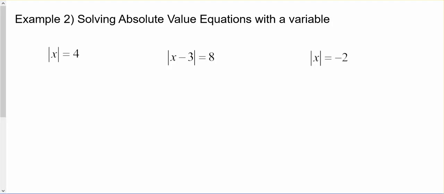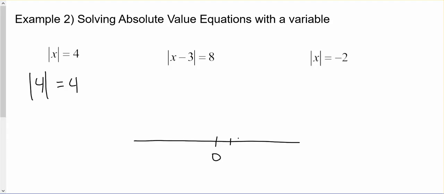Example 2, solving absolute value equations with a variable. So now we see we've got a variable inside our absolute value symbol. If we were to think of this on a number line, what kind of number could I substitute in here for x to get a +4? Well, the absolute value of 4 equals 4. 1, 2, 3, 4. Right?